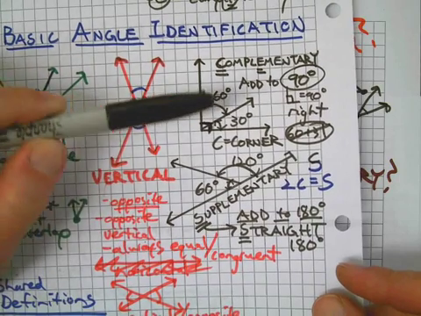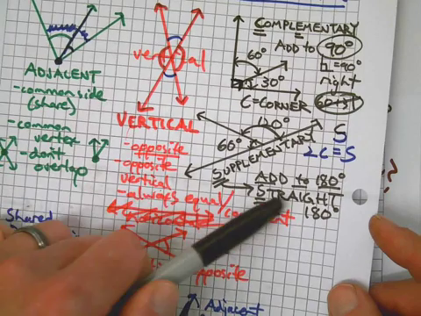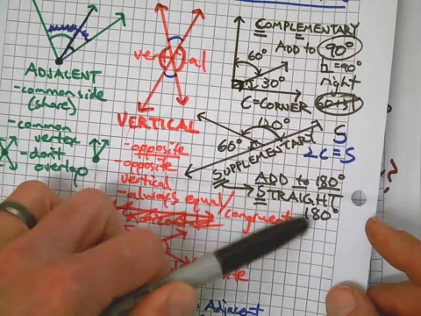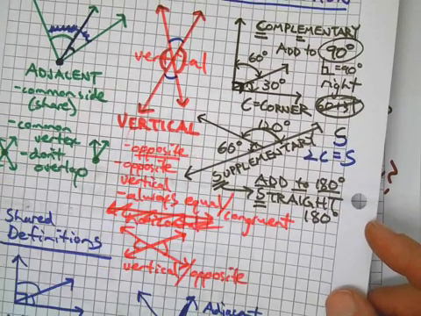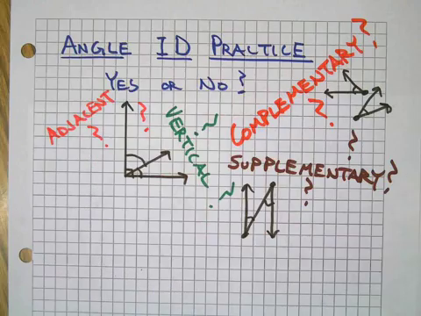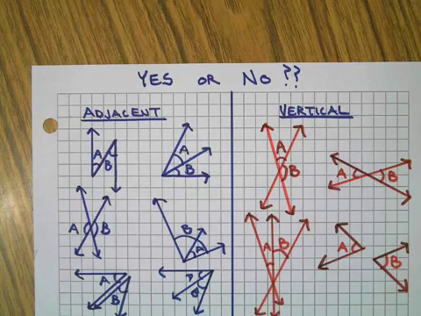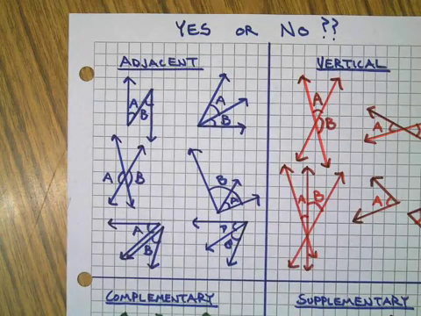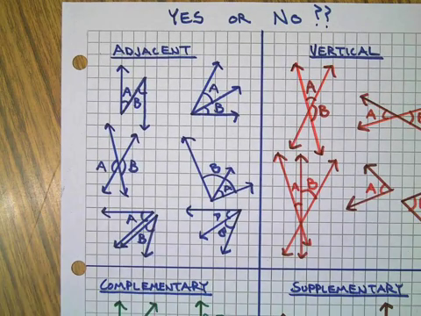Okay, and complementary add up to 90. Two angles add up to 90, such as 60 plus 30. Very nice. And supplementary, it's S for straight, adds up to 180, such as 60 plus 120. There's your quick review. Let's do some practice. All right. First, let's find out if these are adjacent angles.